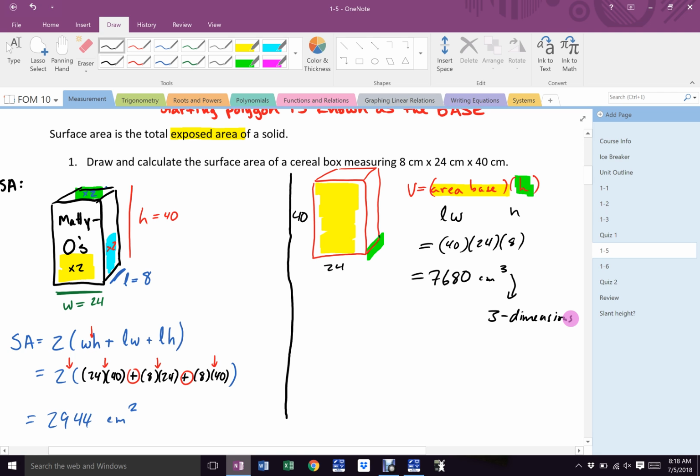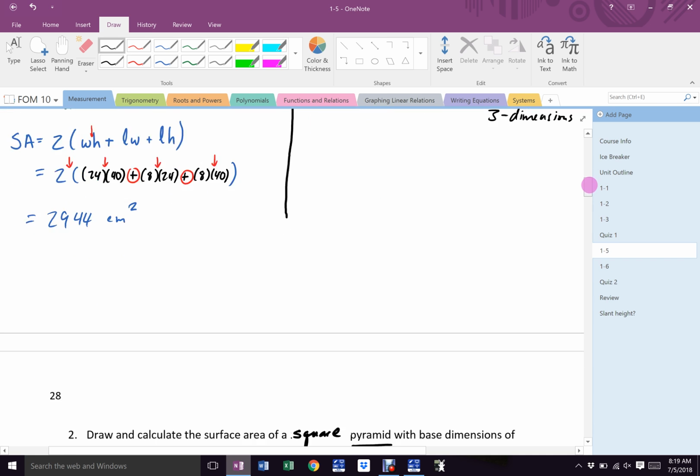But she was not taught area of base times the height. She was just taught LWH, which is wonderful if every single shape in the universe was a rectangular prism. Are they? No. So learning just LWH works in one scenario. Area of base times the height works in every scenario. Does everybody understand? And I don't understand why in grade 6 they stopped here instead of starting here. But I'm not a grade 6 teacher, so I don't know. Everybody cool? All right, let's go to the next one.